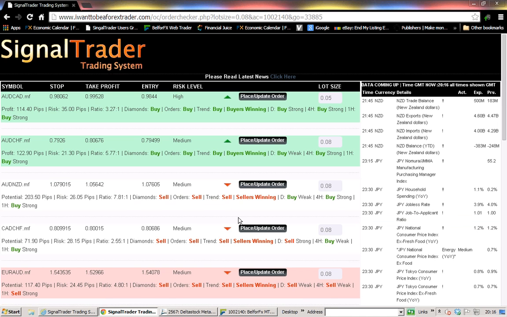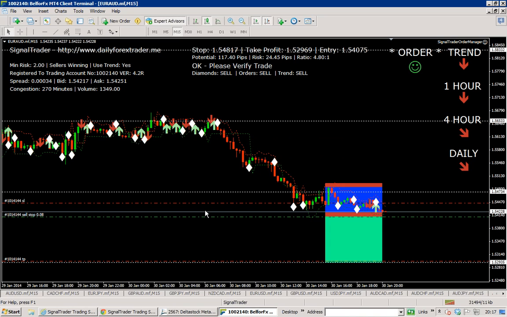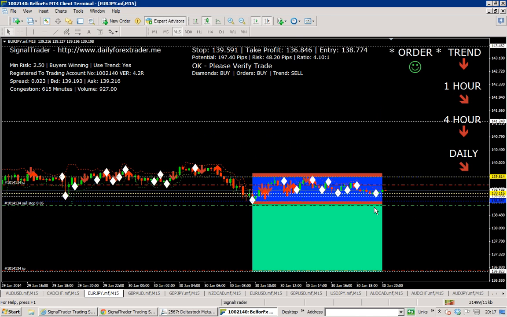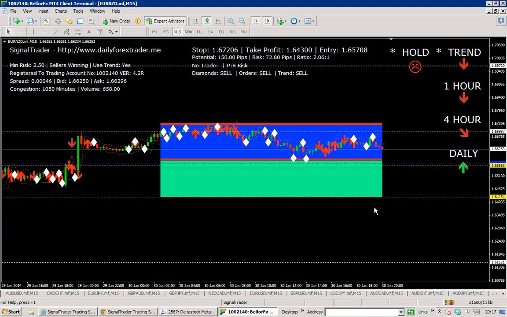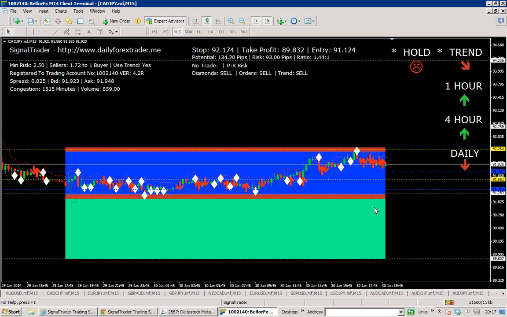Now remember that SignalTrader is a congestion breakout system. A congestion breakout system basically means we're looking for the market to go horizontal. And when it breaks that congestion, then we look for the break, because the break normally means a move, and then it'll go horizontal again. The thing about congestion is that it can be any size. These are quite small congestions, as you can see, which is quite normal for this time of the day. Look at the length of that. Euro New Zealand, it's just sitting there. It's been bullish daily.